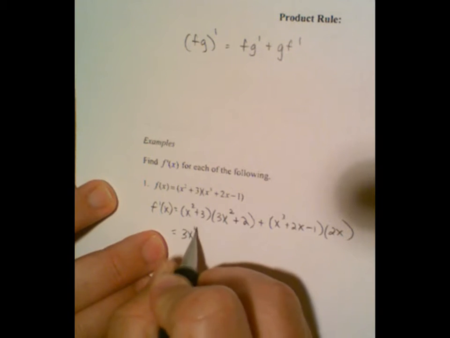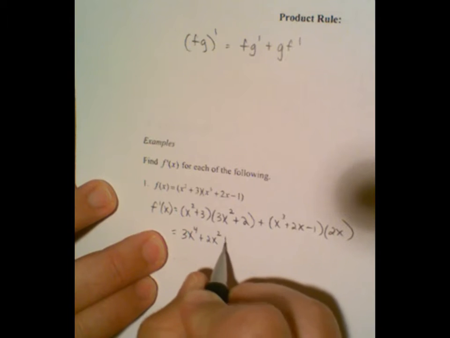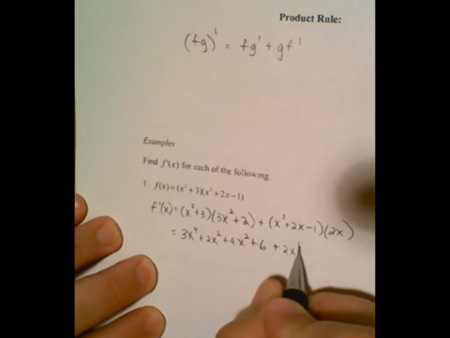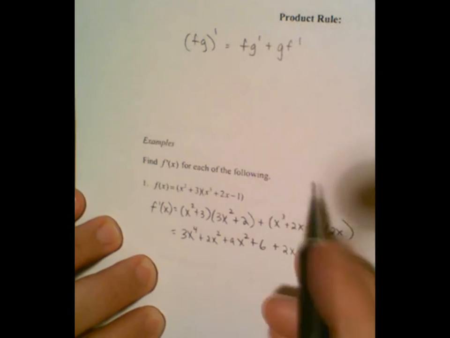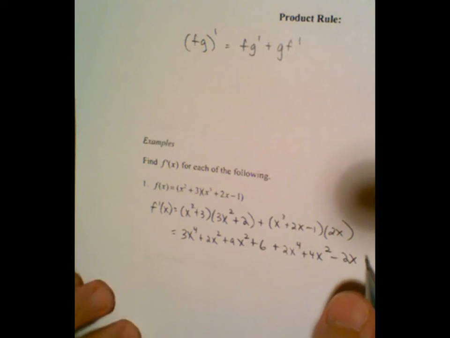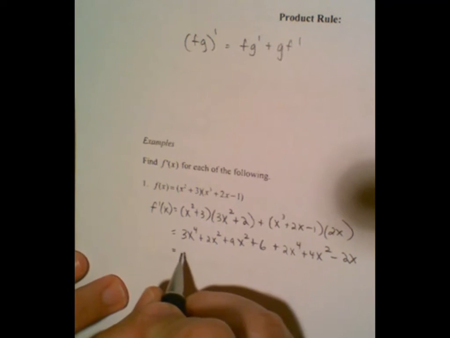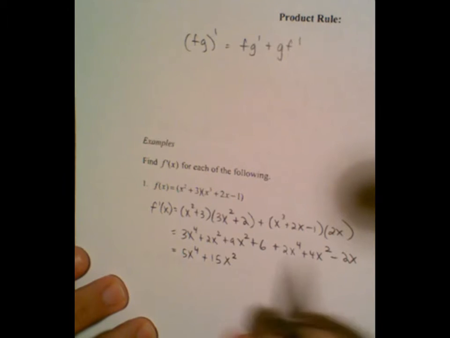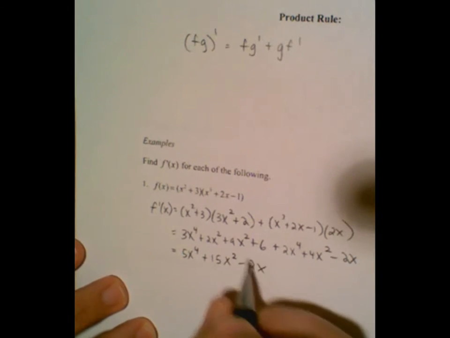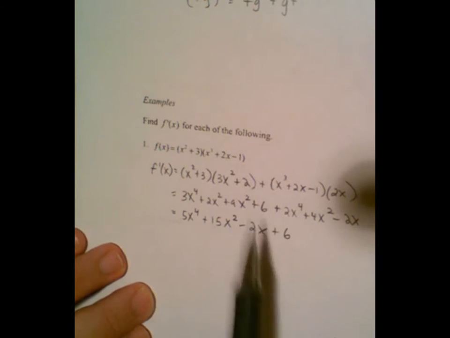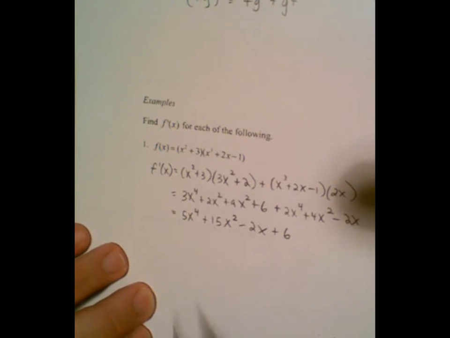So now I'm going to do all the algebra. So I get 3x to the fourth plus 2x squared plus 9x squared plus 6 plus, and I'm going to distribute the 2x to all of them, 2x to the fifth plus 2x to the fourth plus 4x squared minus 2x. Now I'm just going to combine like terms. 3x to the fourth plus 2x to the fourth is 5x to the fourth. 2x squared plus 9x squared is 11x squared plus 4x squared is 15x squared. And then we have the minus 2x. And we have the plus 6. So 5x to the fourth plus 15x squared minus 2x plus 6. That is the derivative of f of x, the first derivative. If I multiplied it all out first and then used the power rule, I would come out with the same answer.